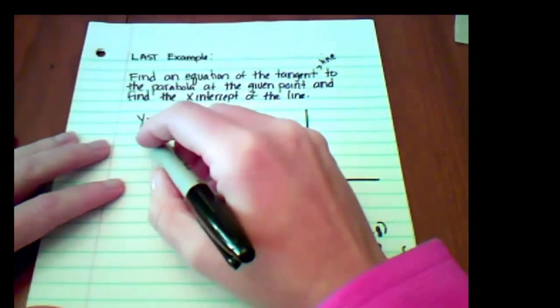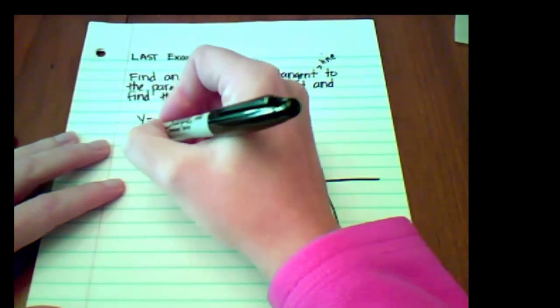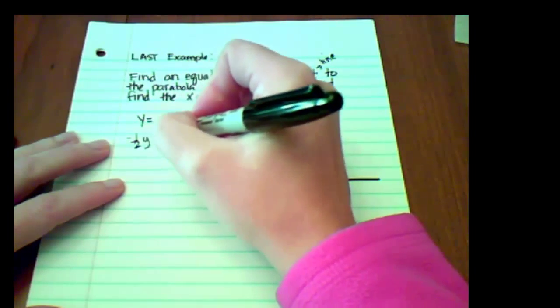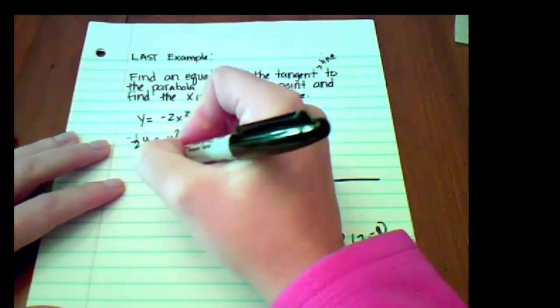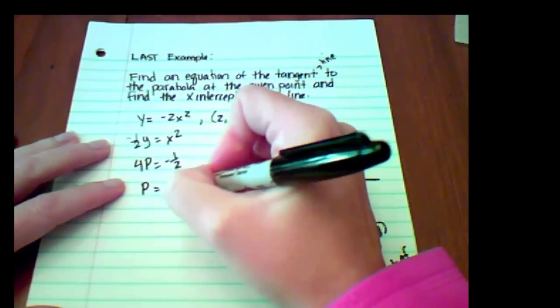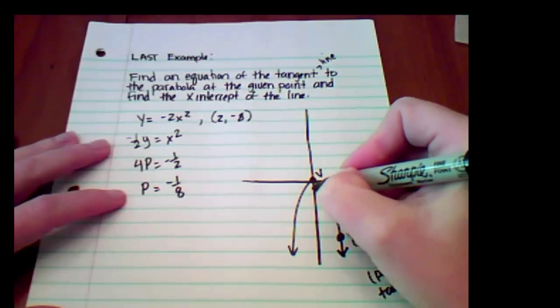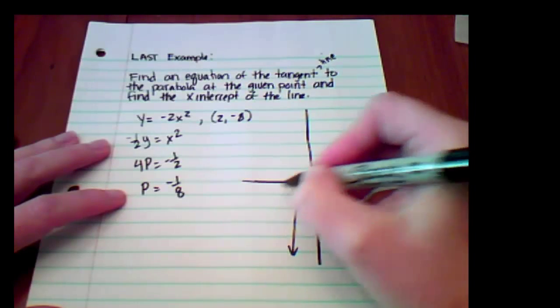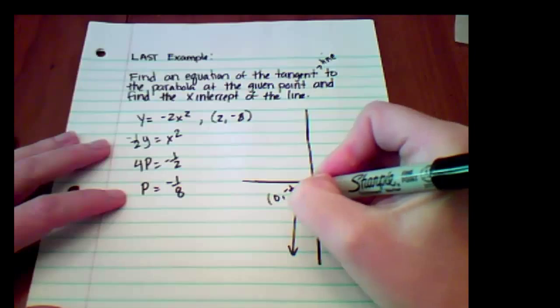If I put this into standard form, I'm going to multiply both sides by negative 1/2. So this means 4p is equal to negative 1/2. So my p value is going to be negative 1/8. This means my focus right here is the point (0, -1/8).